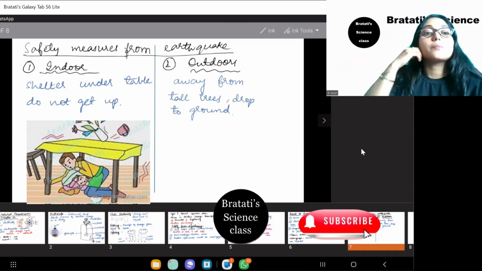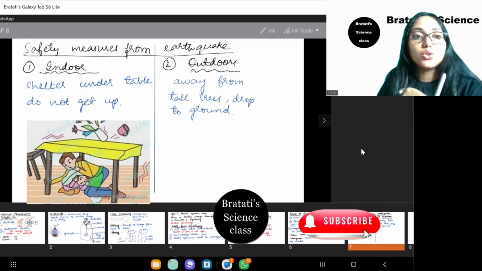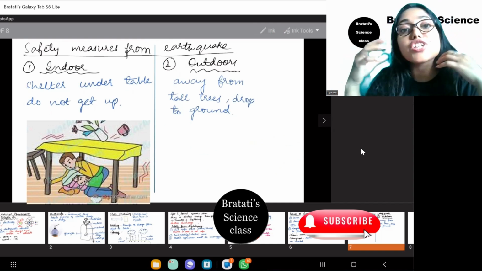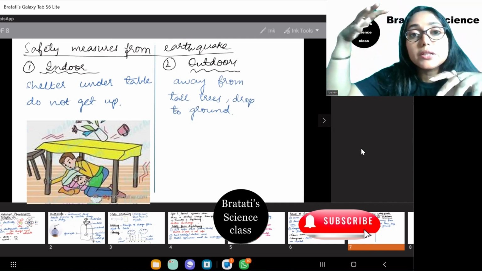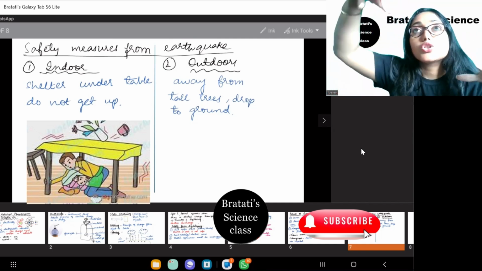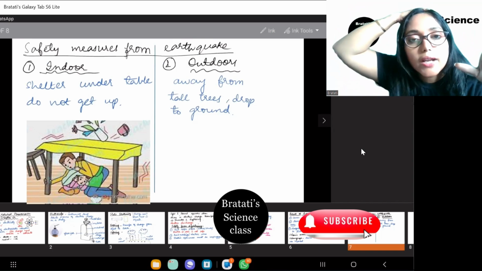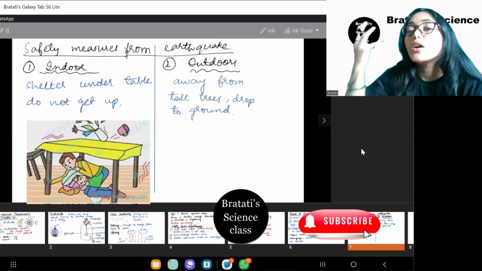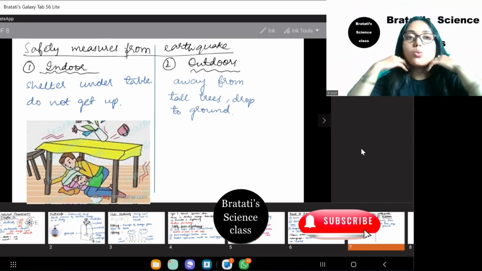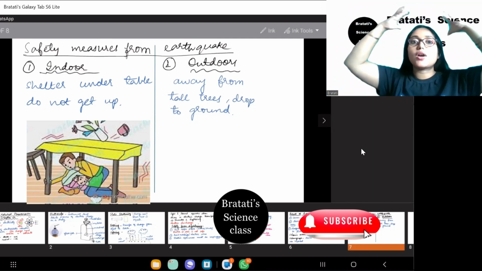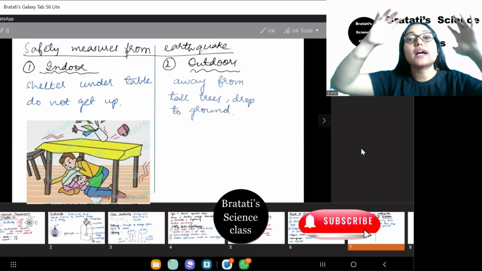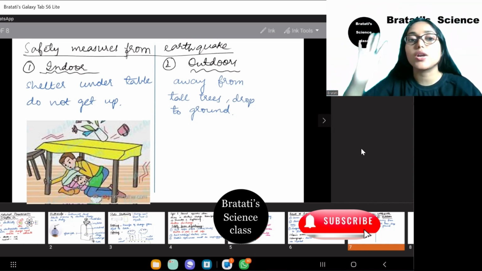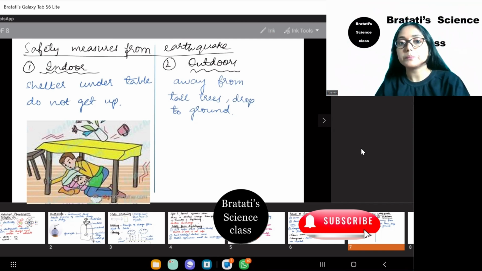So the safety measures for the earthquake, both indoor and outdoor. Indoors, when you are inside the house, try to get shelter under a table or a big tabletop, so that if anything happens, your head will be saved. The head is the main part of our body. If the brain or the head is damaged, then the body is dead. So we have to cover our head. If you have a helmet, wear it. If you can sit under the table, do it, so that from any casualties or damage, your head is protected.